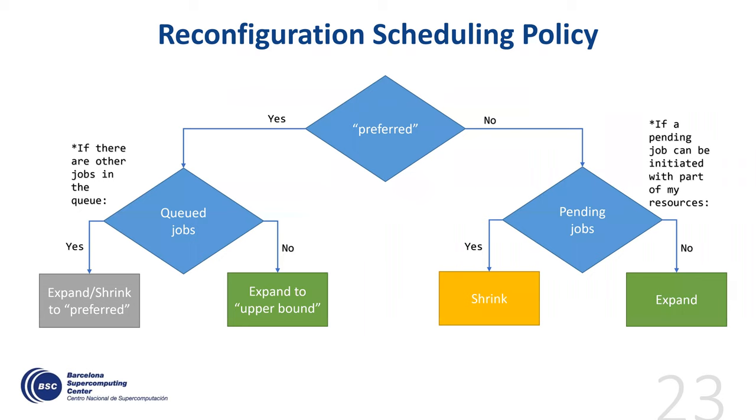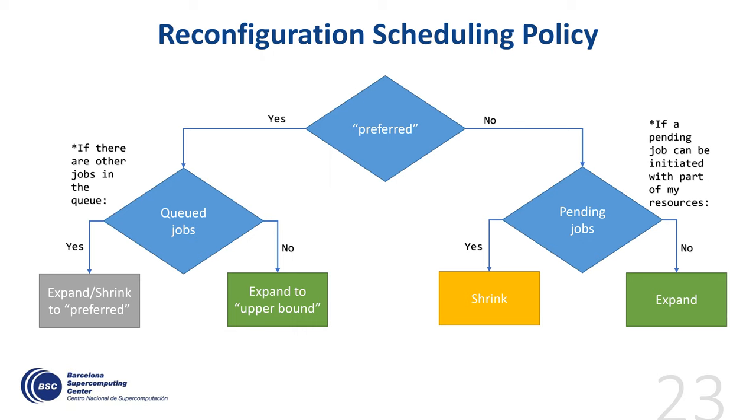The reconfiguration policy tries to be fair with the status of the system and also with the users. So if we give a preferred number of processes to run, the sweet spot, the policy will check if there are queued jobs. If so, the job will be expanded or shrunk to the preferred, the sweet spot again. And if there aren't other jobs in the queue, the job will be expanded to the upper bound. That is, we have available resources and there is no other job needing those resources, so we can expand as much as possible.